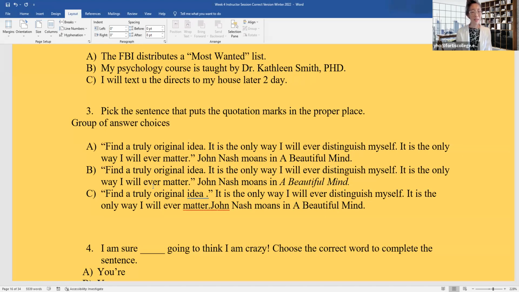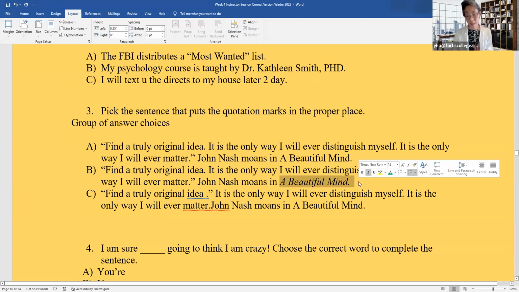So B, yes. Here, this puts the quotation marks in the proper place because it has the title in italics, and then it has a beginning quotation mark and an ending quotation mark. Why is this one wrong? Well, that's because he didn't finish his sentence. This one's missing something over here. He said, find a truly original idea. It is the only way I can distinguish myself. It is the only way I will ever matter. That was entirely what that guy said if you watch the movie.